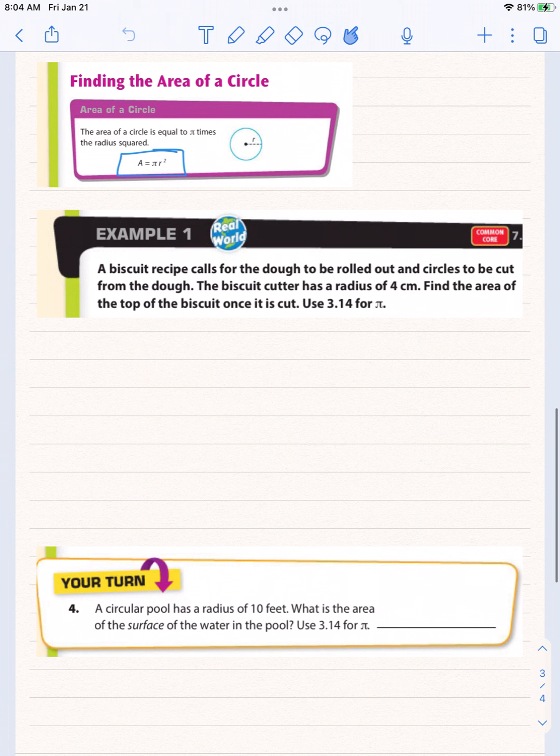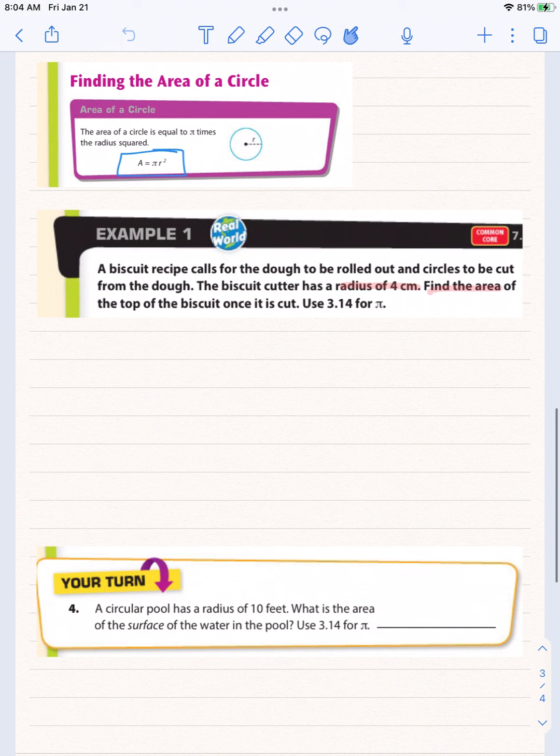All right, next example is a word problem. A biscuit recipe calls for the dough to be rolled out and circles to be cut from the dough. The biscuit cutter has a radius of 4 centimeters. Find the area of the top of the biscuit once it is cut. Use 3.14 for pi.